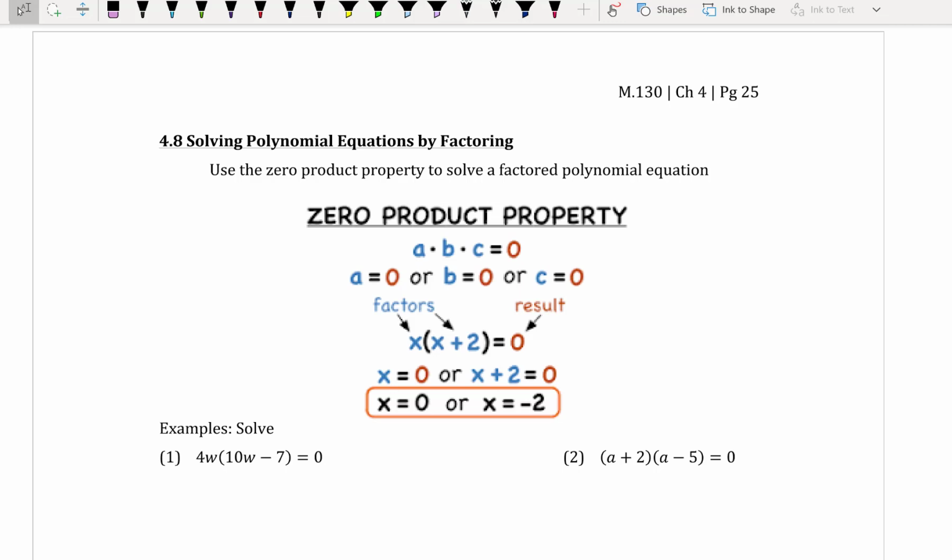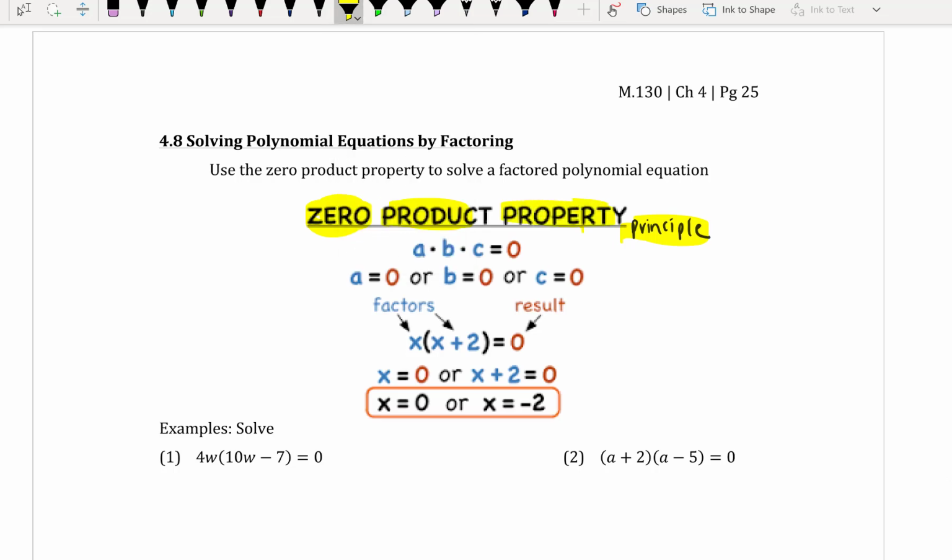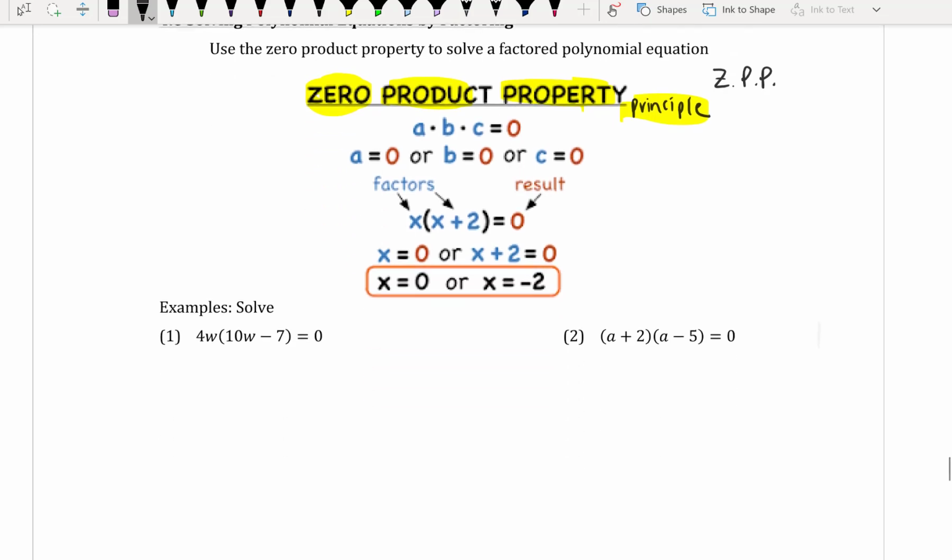So we have the zero product principle, or the zero product property. It depends on what book you read. Sometimes they call it a principle, and sometimes they say it's the zero product property. So I like to refer to it as the ZPP, right? You know that you need to use a zero product property or principle.